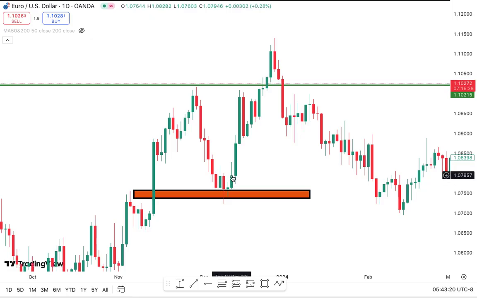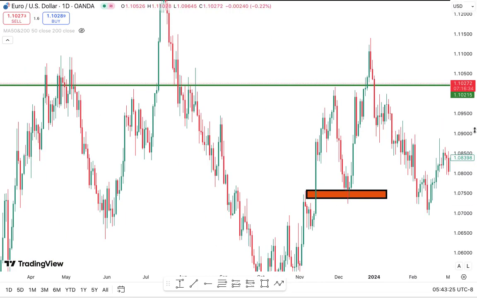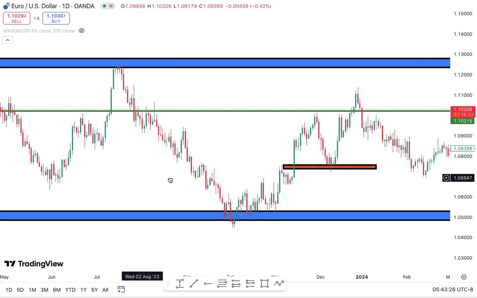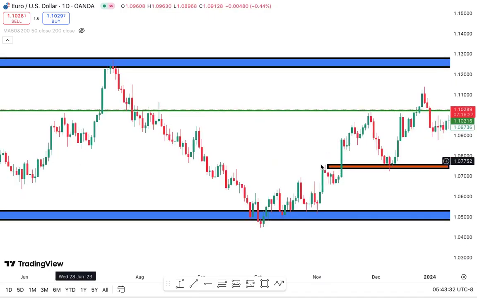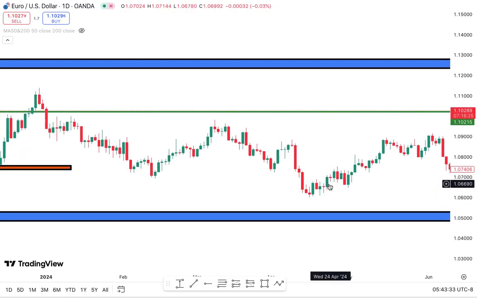Again, entries will be here, stops below structure, and target all the way to the upside. That's just that for a buying scenario. So let me see what other selling scenario we can have for you. Okay, so now this is a sell trade here.